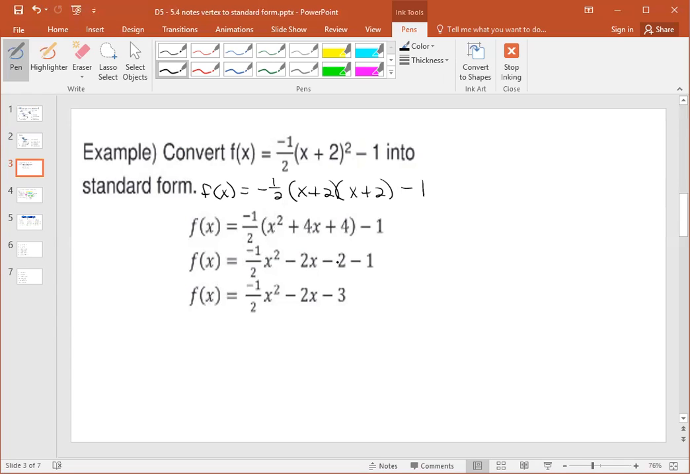And then we bring down the -1. So the last step is just to combine. -2 minus 1 is -3. Even though you have a fraction out on the front, that's okay. You can still multiply through by your fraction.